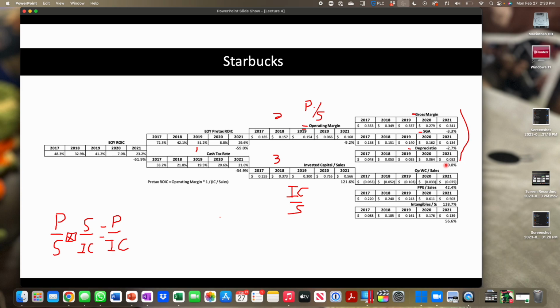Question, or are you just scratching? Just scratching. Okay. Yes, sir. So the SG&A and the depreciation cancel out. How come the change in the operating margin isn't the same as the change in the... Rounding. It's just rounding.